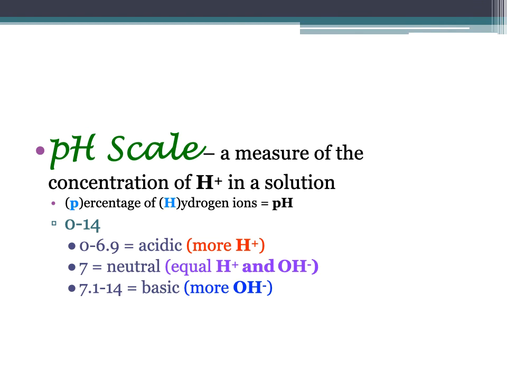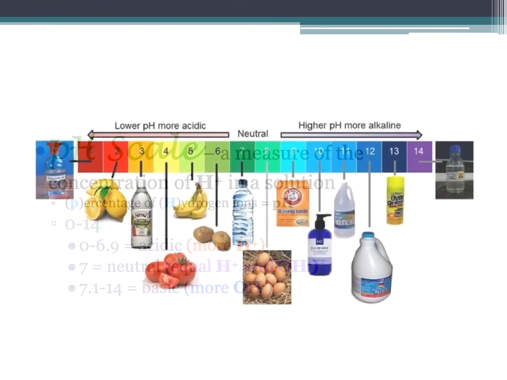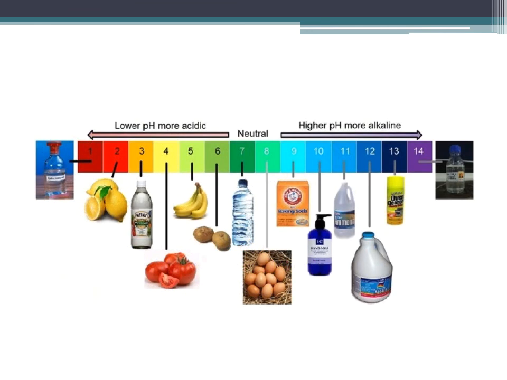pH is a measure of the concentration of H+ in a solution. P for percentage, H for hydrogen ions, ergo pH. Like I said, it's from 0 to 14. Anything from 0 to 6.99999 is acidic, meaning that you have more H+. If you are exactly at 7, you are neutral. You have equal amounts of H+ and OH-. And if you're 7.1 to 14, you're basic, meaning you have more OH-. And here's a table, or a little picture. It's got some examples of acids and bases.